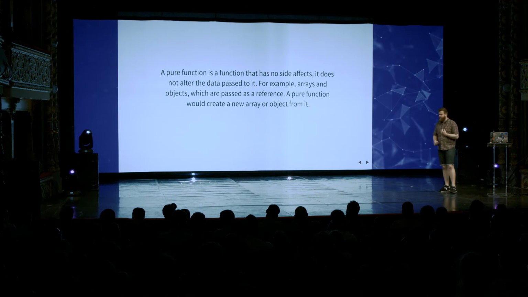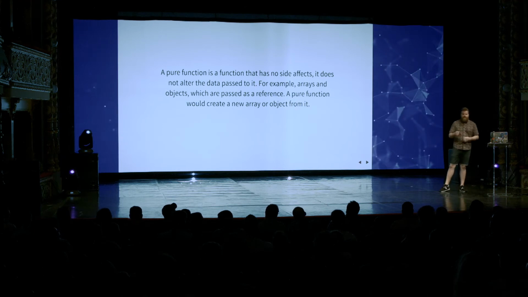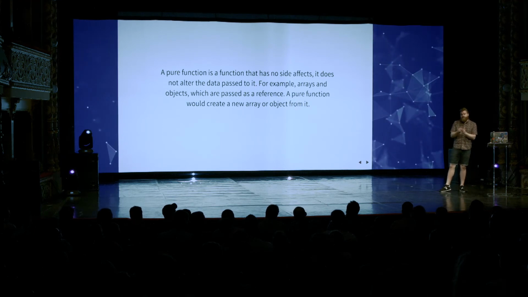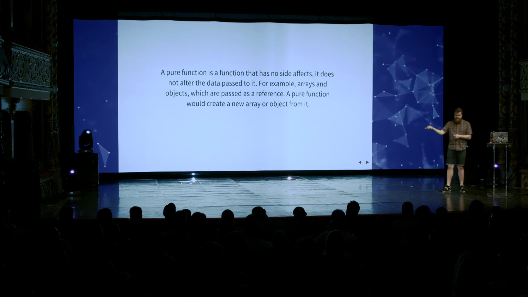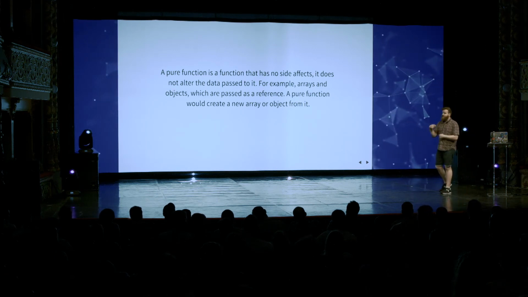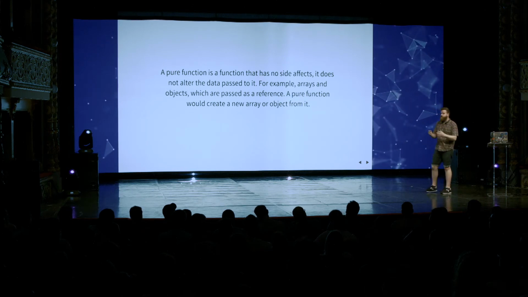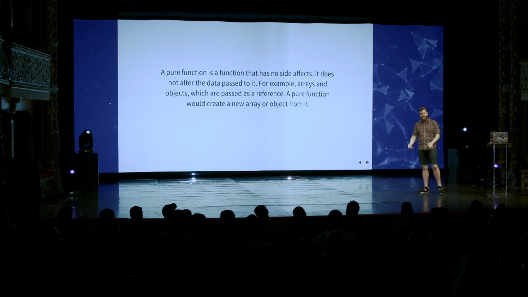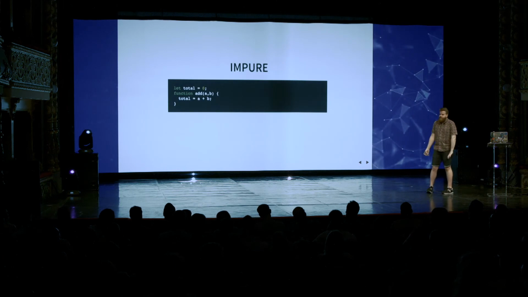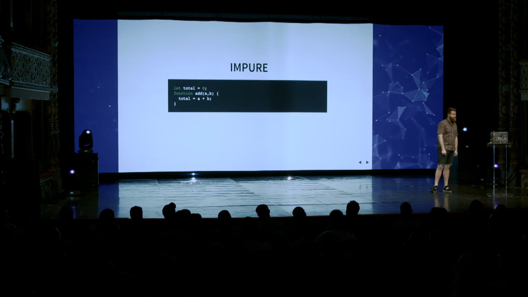The idea being that if we pass it an array or an object, you might actually alter that, and then it'll alter that object, if somebody else is using the exact same object somewhere else, to an undesirable state. So a pure function would create a new array or an object from the passed data. So a really easy example of an impure function would be something like this.